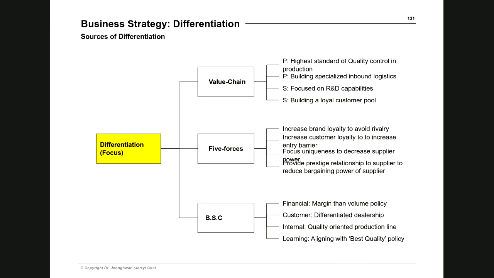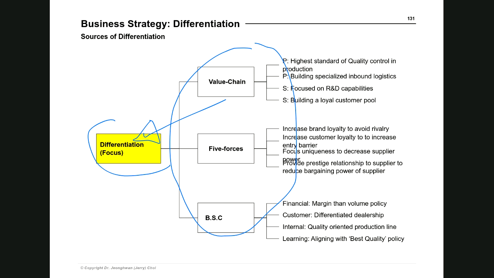So, no matter what kinds of tools you have, please focus on your purpose: the customer, internal quality-oriented production line, and aligning with the best quality policy. Good. And so far, we learned about the cost leadership strategy as a competitive advantage, and we talked about the competitive advantage of the differentiated user experience.